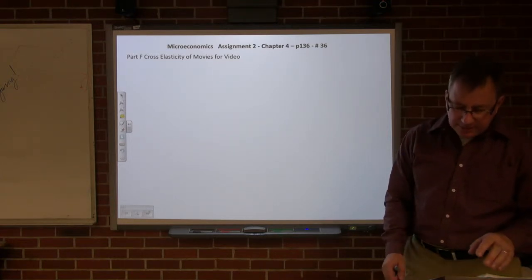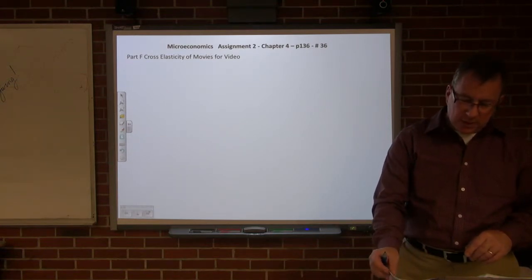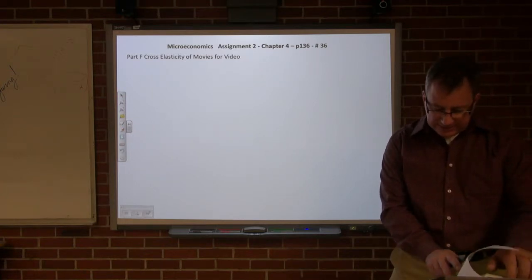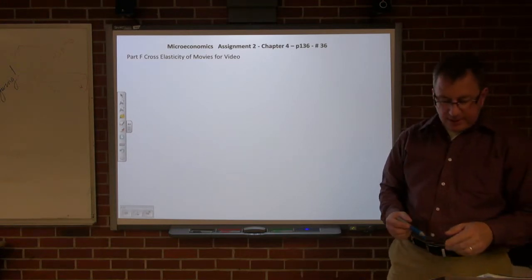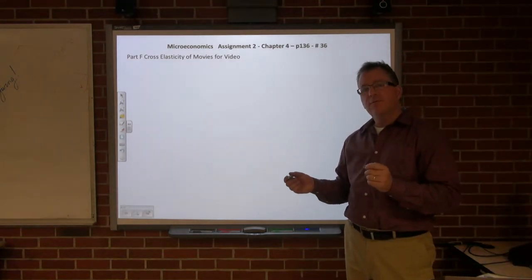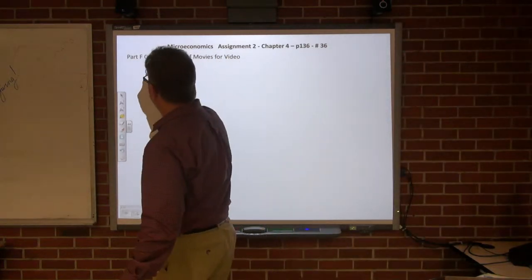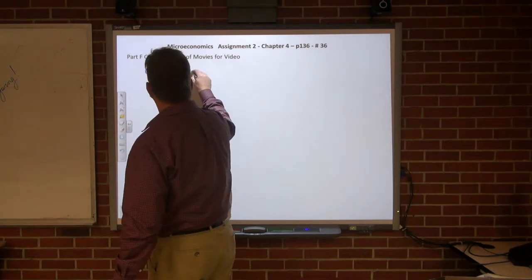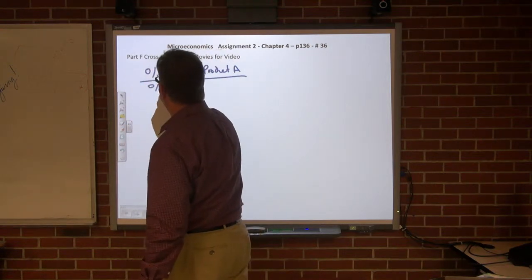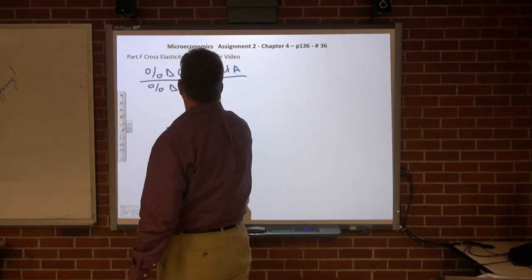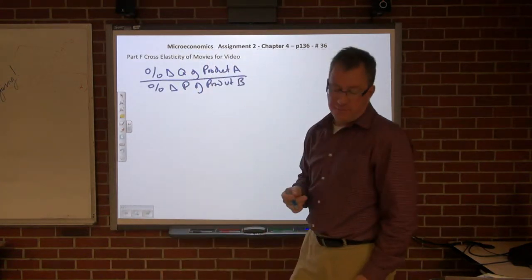So, we have to think about, okay, what exactly is meant by cross-elasticity? So we need to consider this issue of cross-elasticity here. And in order to do that, we got to compare the demand for a certain product versus the price for the other product. So it's a percent change in quantity of A over the change in price of product B. So there's the simple formula for it.